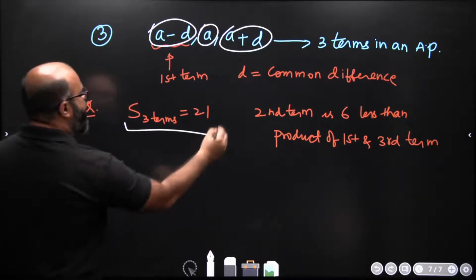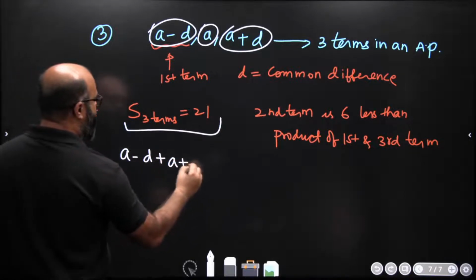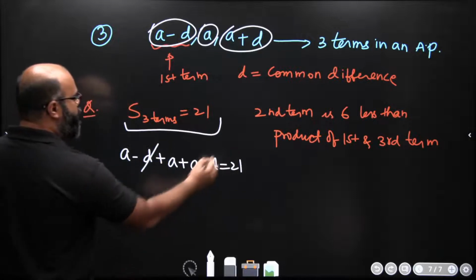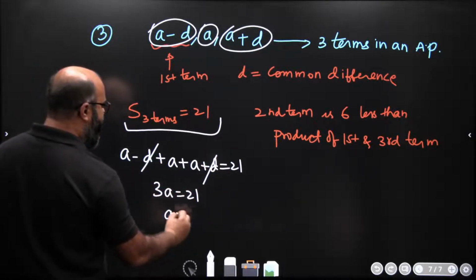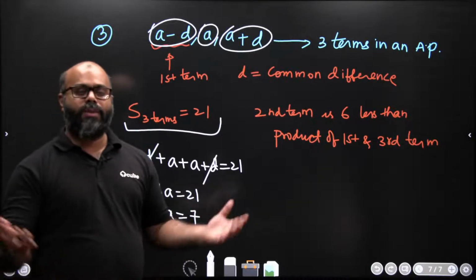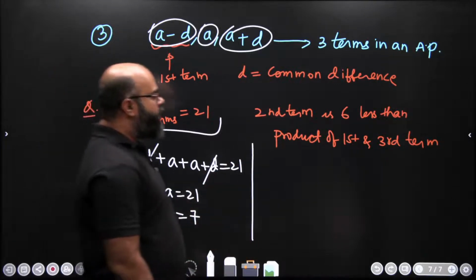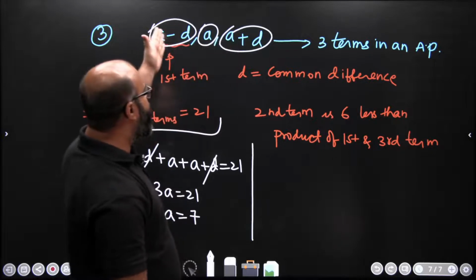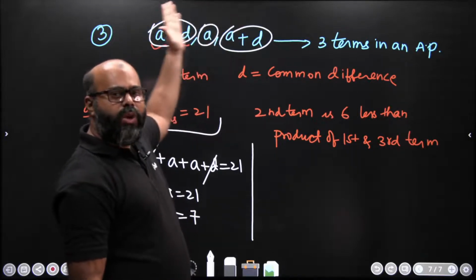So the sum of the three terms: a minus d plus a plus d is equal to 21. What happened is that minus d and plus d cancel and you get 3a is equal to 21. So you outright get a is equal to 7. So it won't be a big problem in calculation. Next part is the second term is 6 less than the product of first and third term. So what is the product of first and third term? So a plus d into a minus d, of course. So a plus d into a minus d.